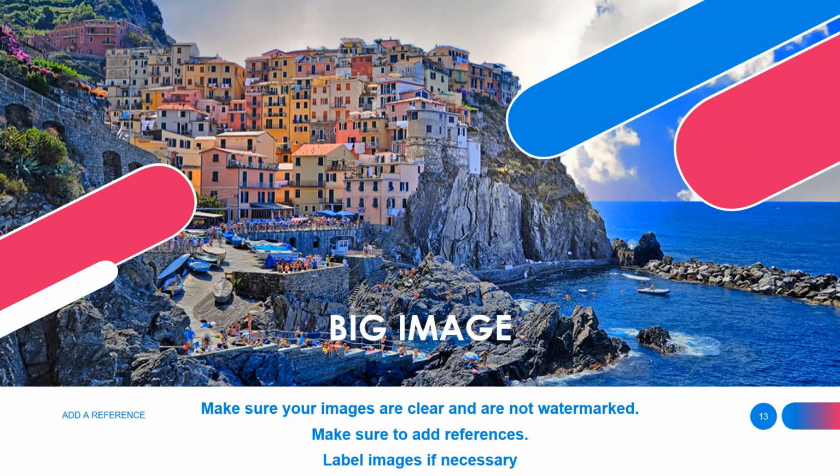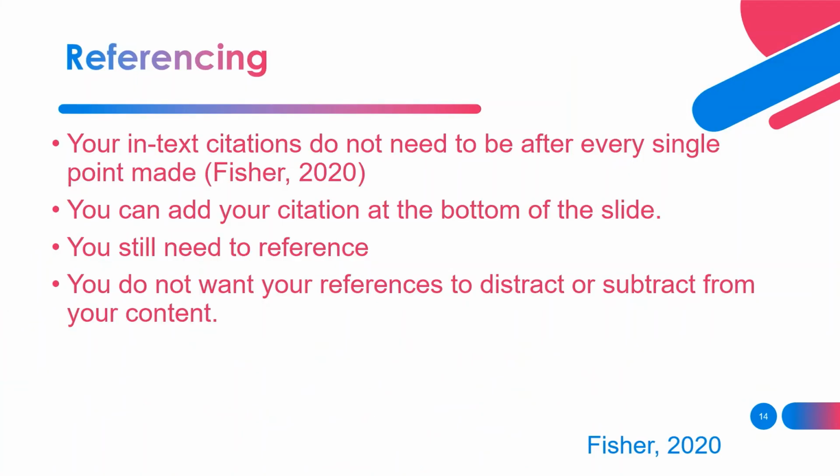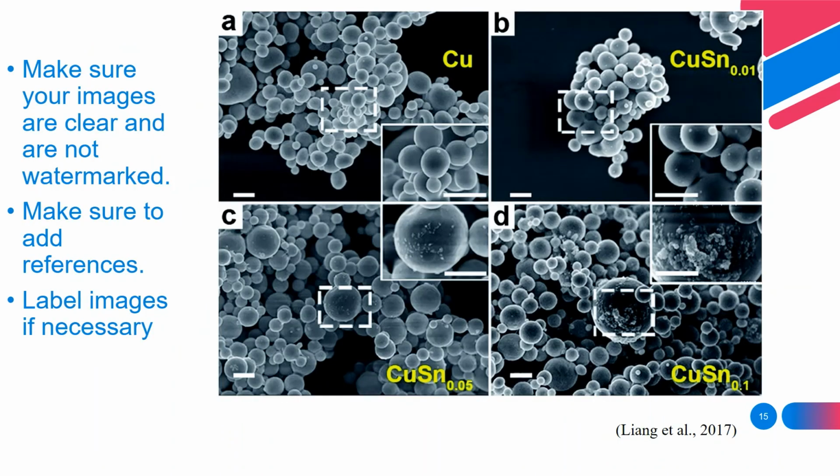Your in-text citations do not need to be after every single point made. You can add your citation at the bottom of the slide. You still need to reference, but you do not want your references to distract or subtract from the content. Here is an example of an image with a reference at the bottom. Notice how the reference does not take up most of the slide.